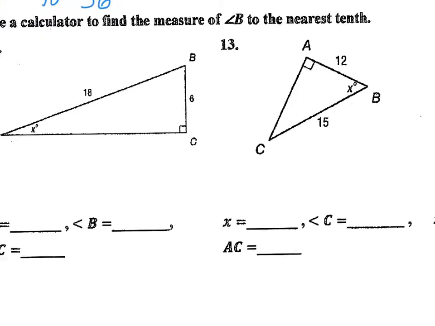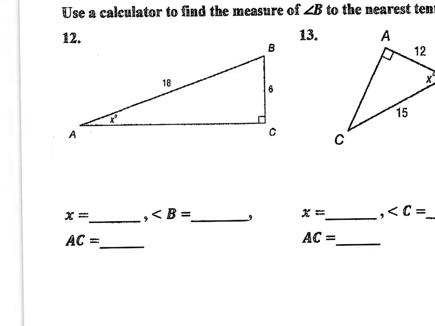Now, number 12, 13, and 14. I'm going to do one of these. Let me do number 12. So if I'm looking for the angle, it's across the 6, which is the opposite side. And the 18 is what letter? H, the hypotenuse. So O and H, what property should I use here? The sine. So it's going to be sine of x equals opposite over hypotenuse.